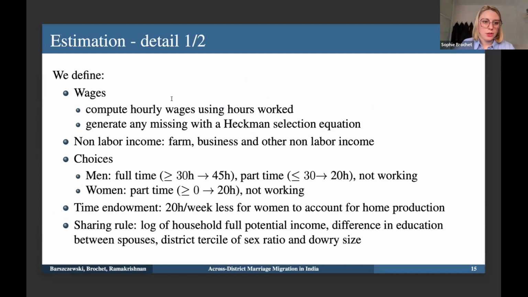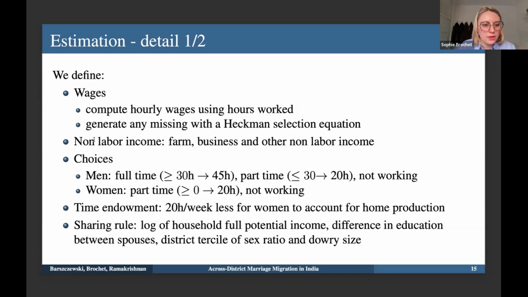Some detail before I move on to the results. For wages, we compute hourly wages using hours worked, because in the dataset we have the annual labor income of individuals. And of course, we have individuals who do not work. For them, we simply predict wages. We use the Heckman selection equation, and we can predict their wage. The exclusion restriction is the number of children under 6.